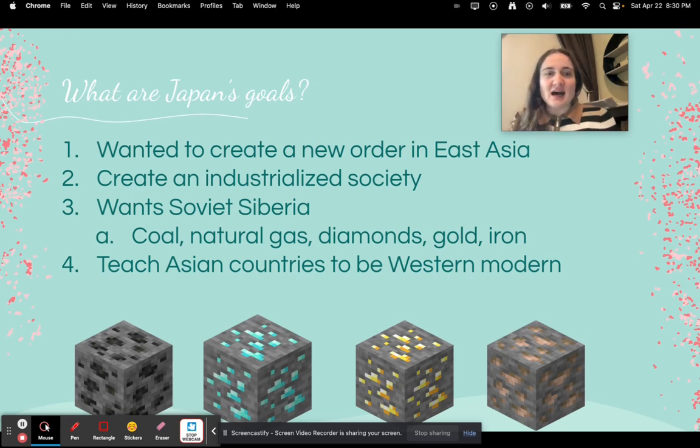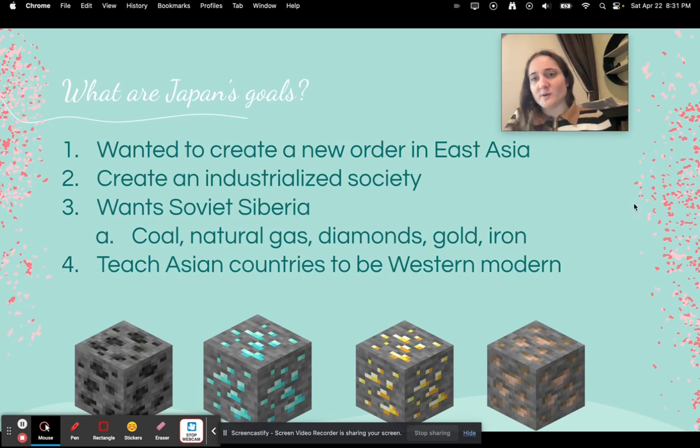Two, to create an industrialized society, right? I kind of mentioned that before. Japan wants to become an industrialized country, and in order to do that, they need those natural resources from other countries. Three, they want Soviet Siberia. The reason why is that Siberia has a lot of coal, natural gas, diamonds, gold, and iron. And then number four would be to teach Asian countries to be modernized into kind of the Western technology.